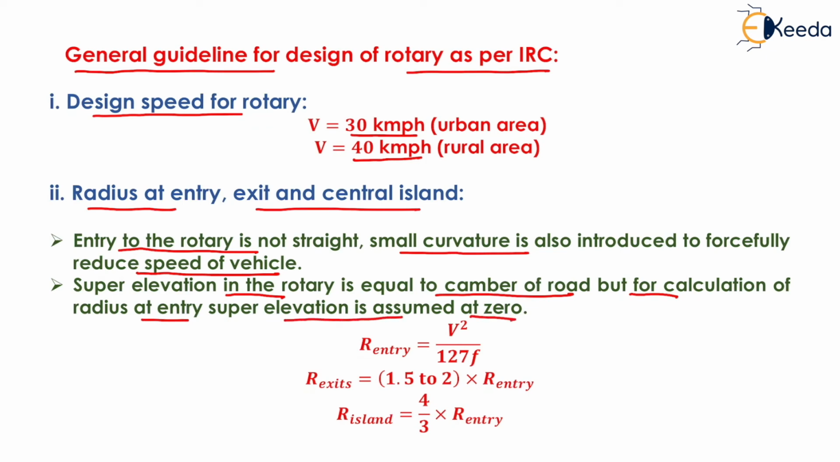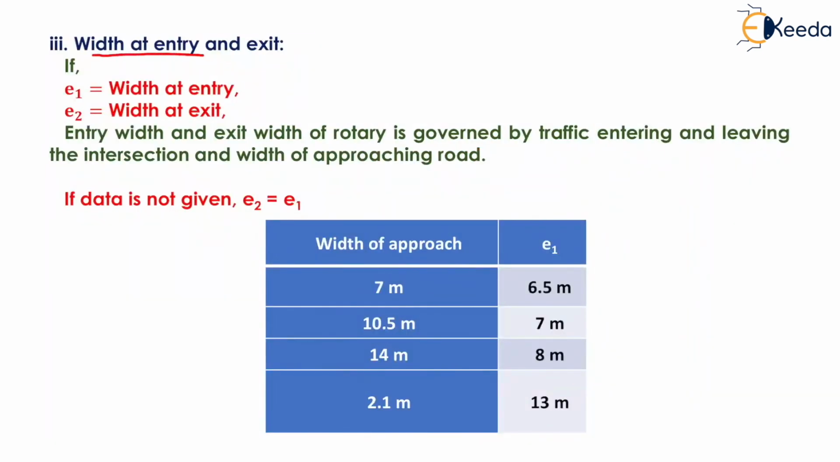So radius at entry will be equal to V square upon 127f, and radius at exit will be equal to 1.5 times the radius at entry, as well as the radius of the island will be equal to 4 by 3 of the radius at entry. Now width at entry and exit.